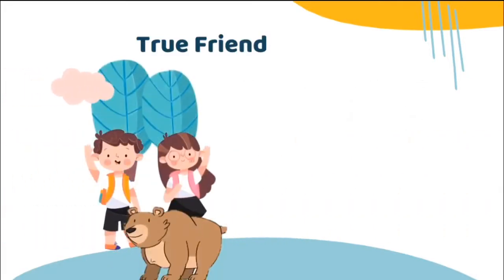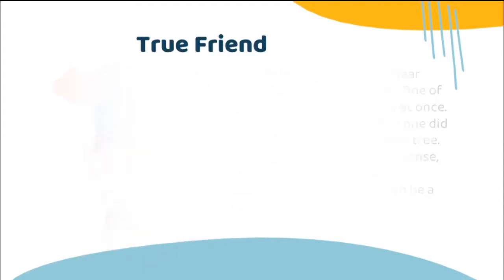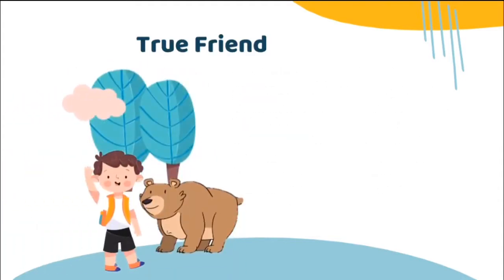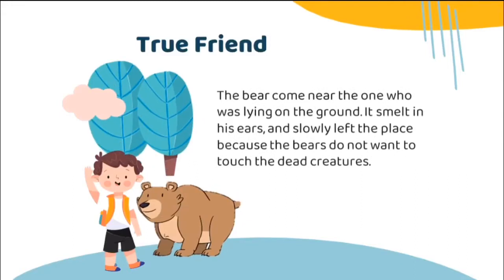Suddenly, they saw a large bear getting closer toward them. One of them climbed a nearby tree at once, but unfortunately, the other one didn't know how to climb up the tree. So, led by his common sense, he lay down on the ground, breathless and pretending to be a dead man. The bear came near to the one who was lying on the ground. It smelled his ears and slowly left the place because bears do not want to touch dead creatures.